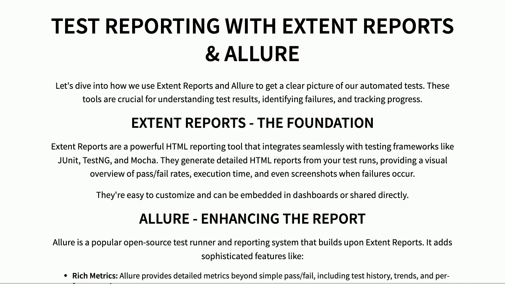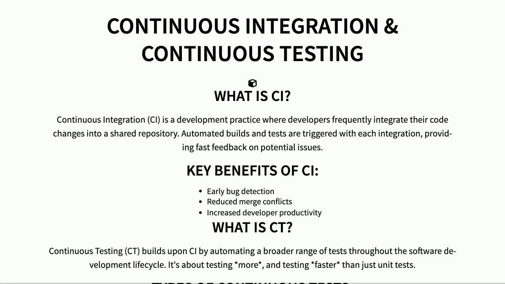Okay, let's talk about continuous integration and continuous testing. CI is all about getting code updates from developers into a central place very frequently. Think of it as a constant merging process. When those changes happen, the system automatically builds the software and runs automated tests to catch any problems early on. This helps prevent big headaches later.